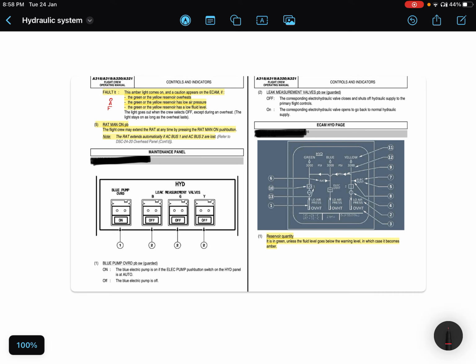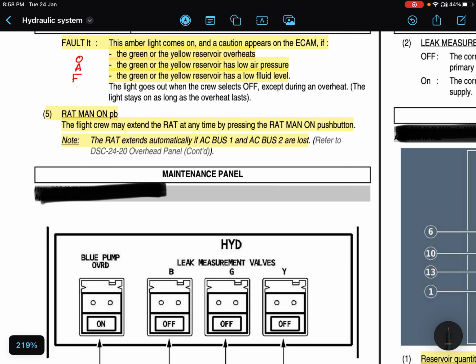Now the next thing is the RAT MAN ON push button. The flight crew may extend the RAT at any time by pressing the RAT MAN ON push button. The RAT extends automatically. We have talked about it, I think, if AC bus 1 and AC bus 2 are lost or not powered.